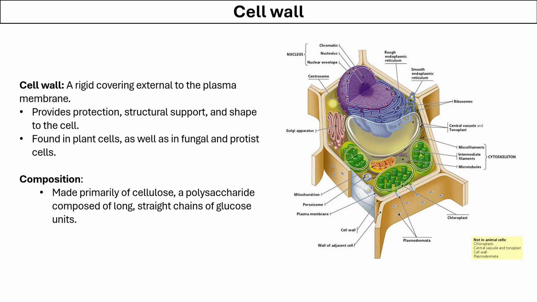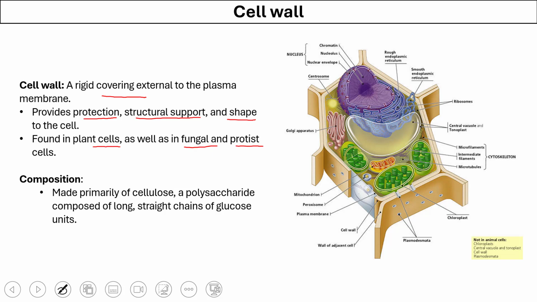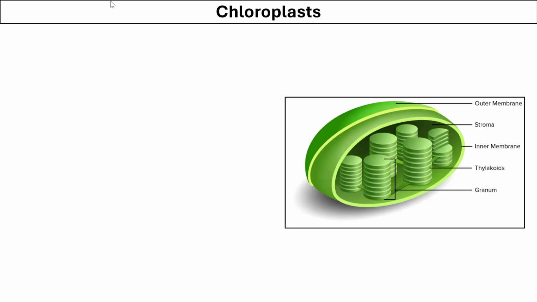Cell wall is the rigid covering on the outside of the plasma membrane. It provides protection, structural support, and shape to the plant cell. Cell wall is present in plant cells, fungal, and some protist cells. The cell wall is composed of cellulose, which is a kind of polysaccharide.